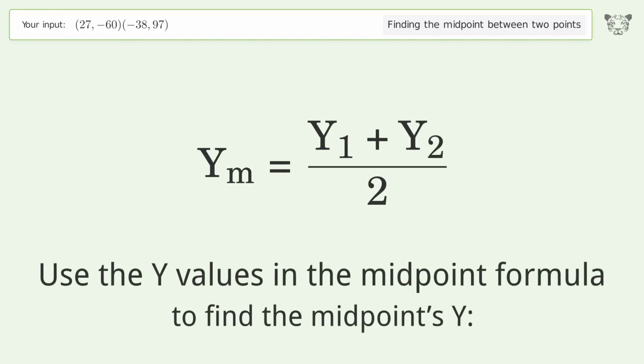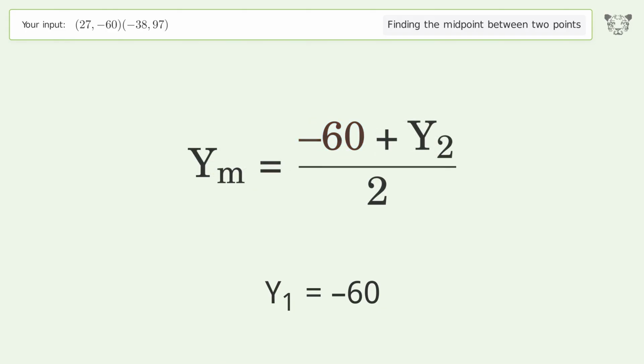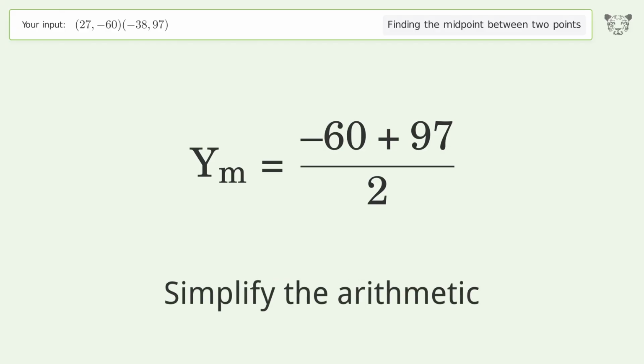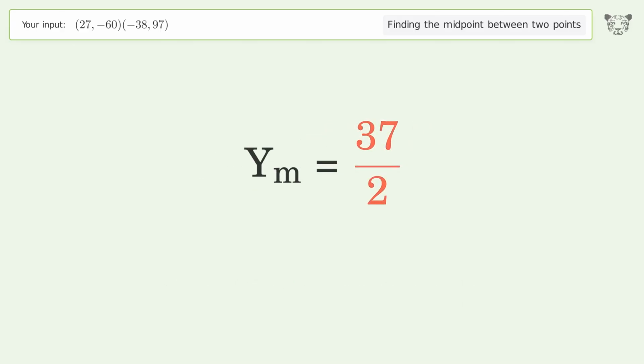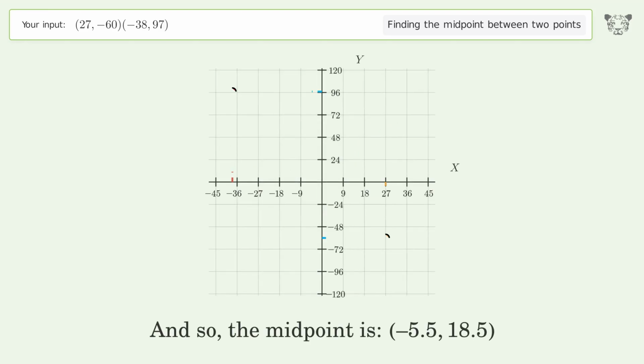Use the y values in the midpoint formula to find the midpoint's y. y1 equals negative 60. y2 equals 97. Simplify the arithmetic. And so, the midpoint is negative 5.5, 18.5.